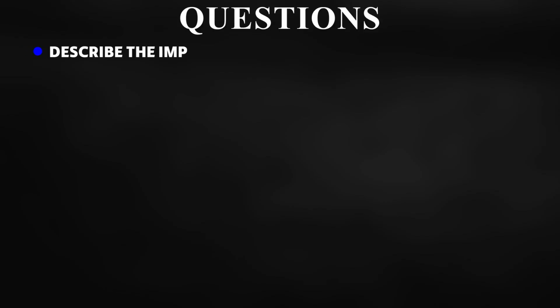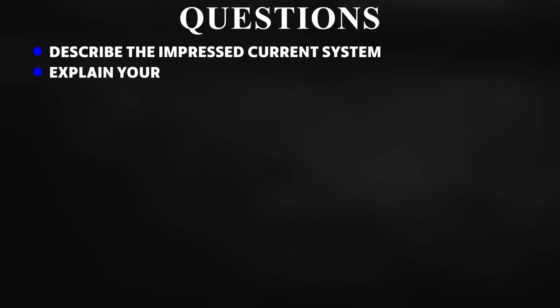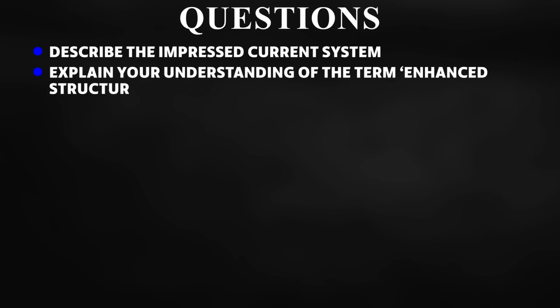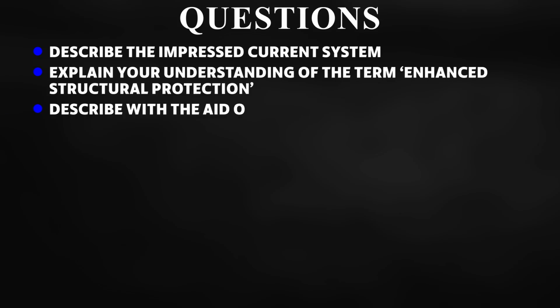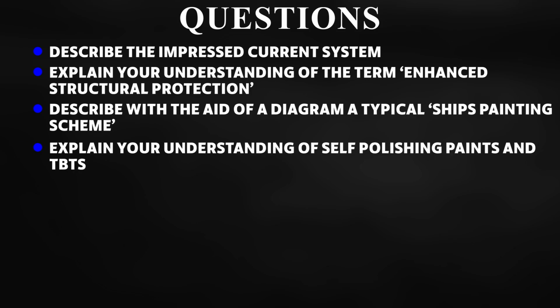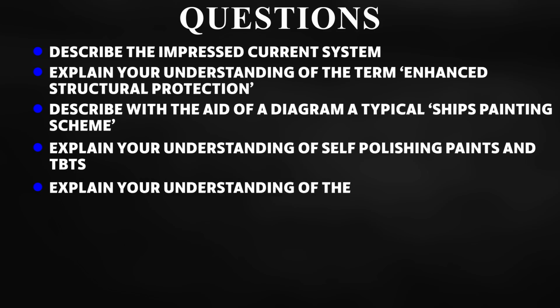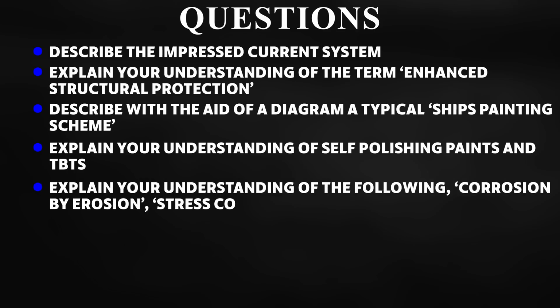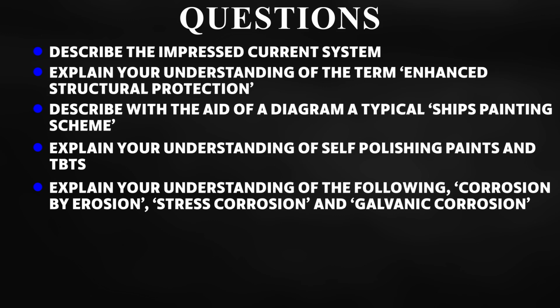Questions. Describe the impressed current system. Explain your understanding of the term enhanced structural protection. Describe with the aid of a diagram a typical ship's painting scheme. Explain your understanding of self-polishing paints and TBTs. Explain your understanding of the following: corrosion by erosion, stress corrosion, and galvanic corrosion.